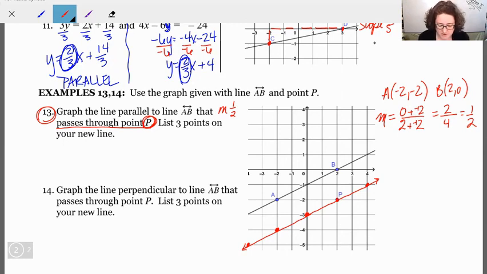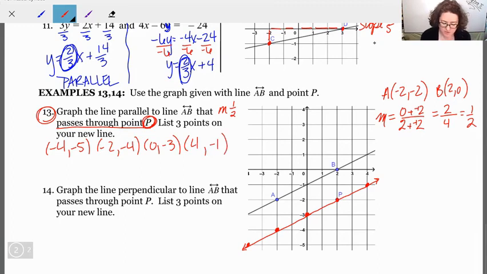The last part of the question says list 3 points on your new line. Well, we just drew a whole bunch, so let's list them out and circle 3 of them. Starting on the left, we had a point at (-4, -5), a point at (-2, -4), a point at (0, -3), and another point past P at (4, -1). We're not supposed to use P. They wanted 3 points, so you could use any 3 of those points to make that list.